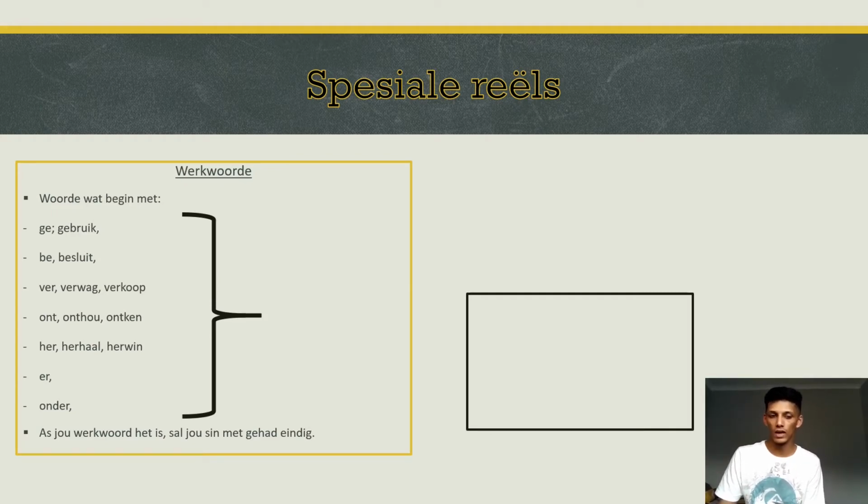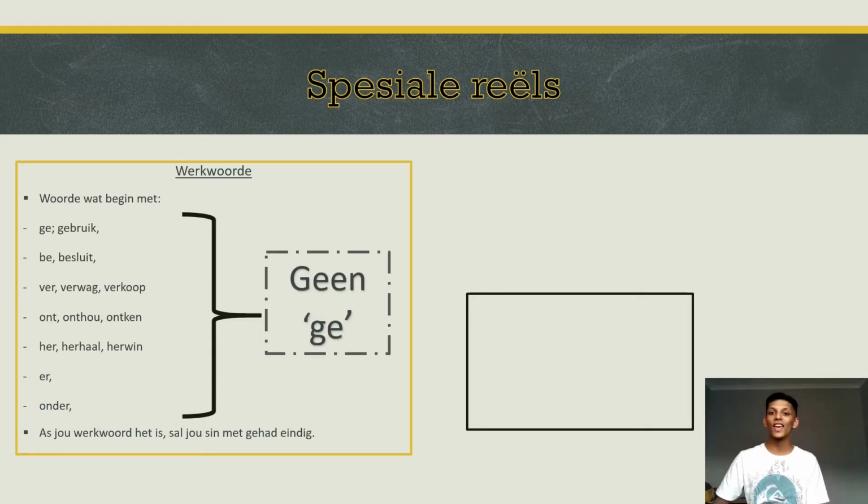Werkwoord, which means our verbs. Woorde wat begin met ge, be, ver, ont, her, and onder. Now, if your verb starts with any of these specific sounds or words, you can see I've given you examples like gebruik, besluit, verwag, verkoop, onthou, ontken, herhaal, and herwin. Now, if you find that your verb is starting with these, then this is actually more exciting because there's one less thing that you actually have to do in order for your sentence to be correct.